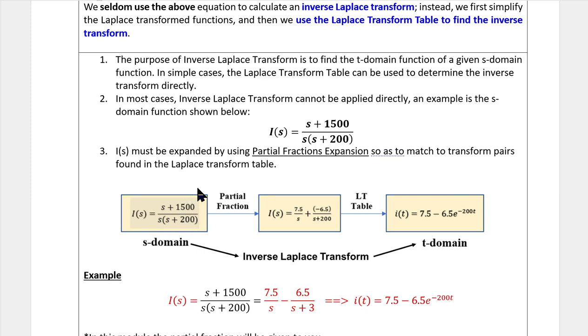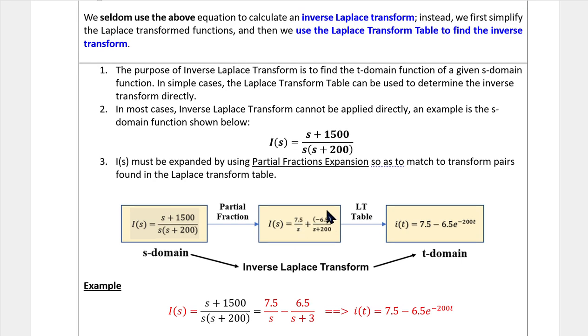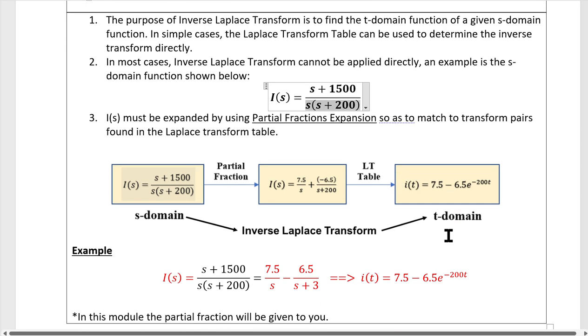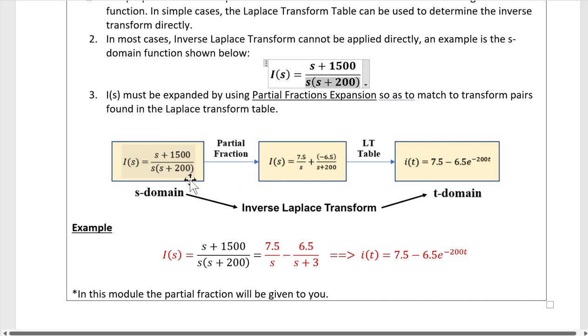We have to convert it into partial fractions. Once we do partial fraction, we'll get each term with only one s term in the denominator. Then we can use the table to find the time domain function. But for this module, I won't require you to do the partial fraction. Whenever there's a need, the partial fraction will be given to you. So this will be given. You just need to do the transform using the table.